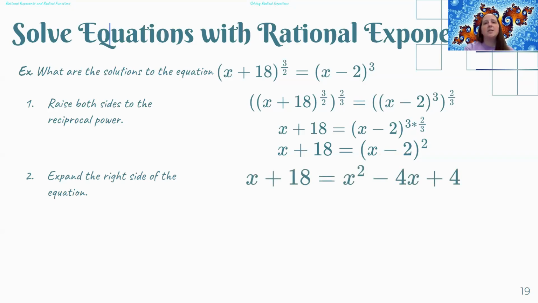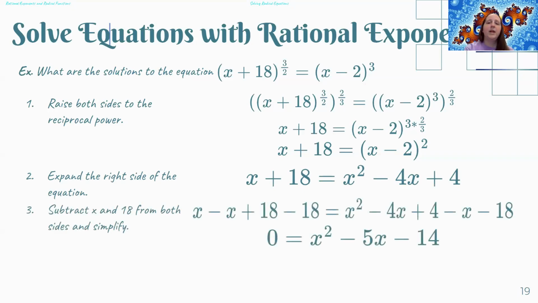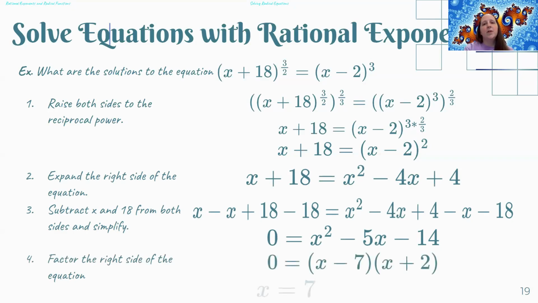I subtract x and 18 from both sides of my equation and simplify. So I get x squared - 5x - 14. And then I'm going to factor the right side of my equation. So I get (x - 7)(x + 2). So that means I get a solution of x = 7 and x = -2.